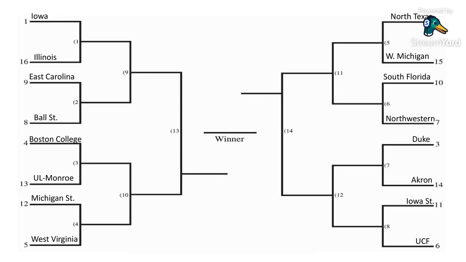And on the right-hand side of the bracket, the winner of North Texas, Western Michigan, South Florida, Northwestern will play at the Cotton. So we have the Rose, Sugar, and Cotton. And then the last one will be the Peach Bowl. And then the semifinals, the 4 teams left, will play one game.